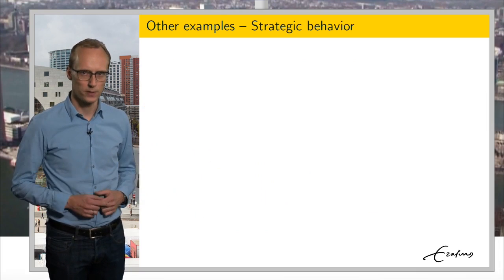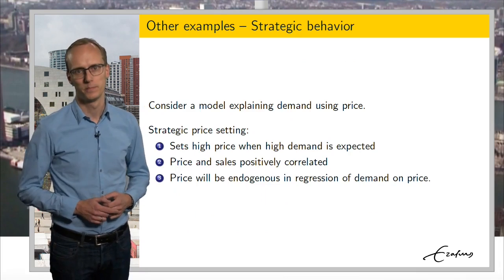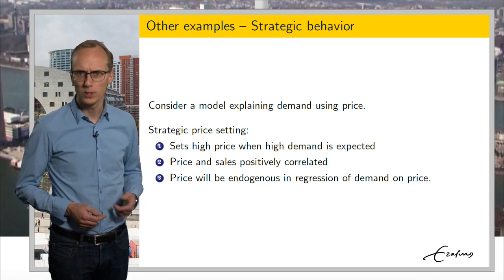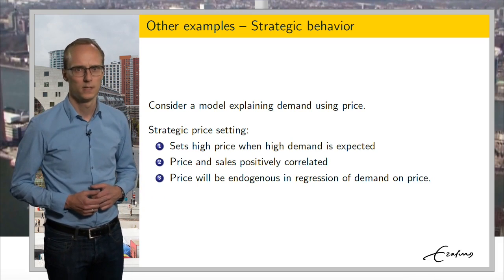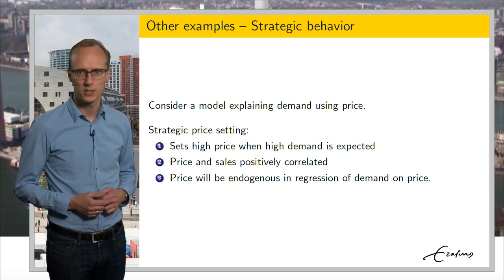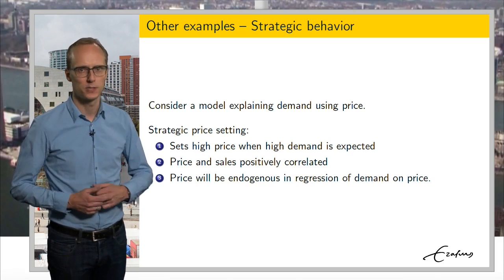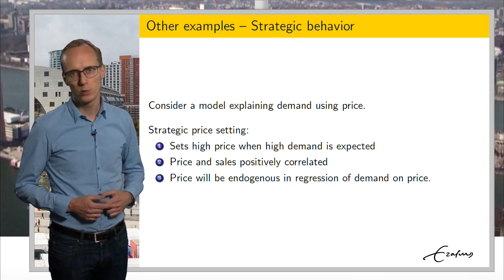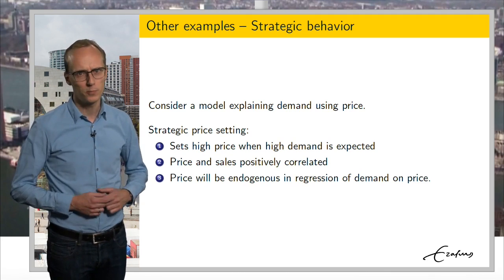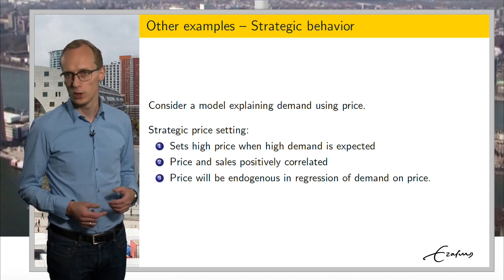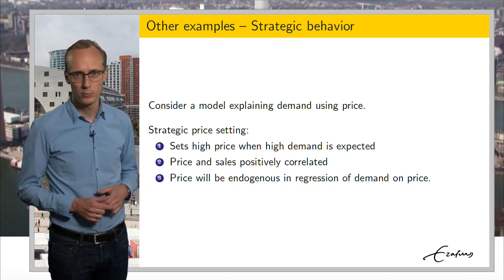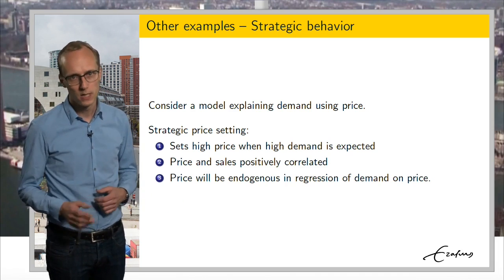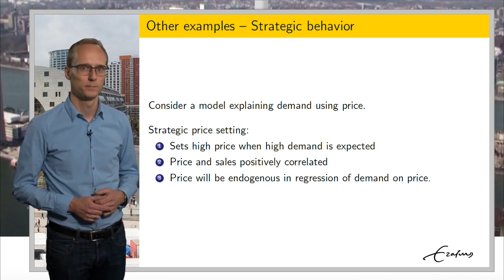A second cause of endogeneity is strategic behavior. Consider a model in which you explain the demand for a product using only its price. If the salesperson strategically sets high prices when a high demand is expected, high demand will often go together with high prices. A simple regression may then yield a positive price coefficient. This is of course not the true impact of price. Price is endogenous in this regression as it correlates with the market information, which in turn determines demand.